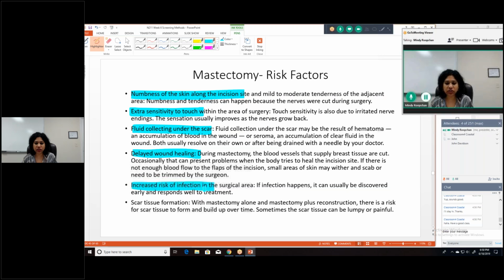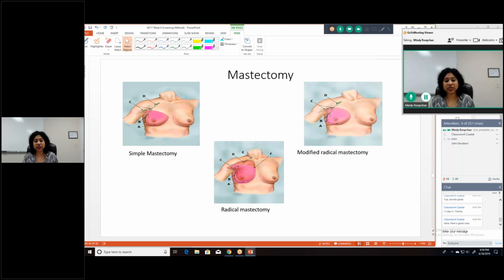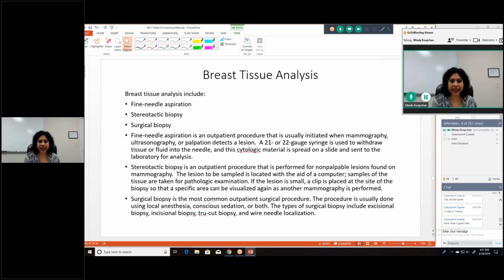Increased risk of infection. If infection happens, it's usually discovered early because you're constantly checking the area for signs and symptoms of infection. And then scar tissue formation. So with a mastectomy alone and a mastectomy with reconstruction, there's a risk for scar tissue to form and build up over time. The scar tissue can be lumpy or painful. And there are just some pictures of what a simple, radical, and modified mastectomy looks like.